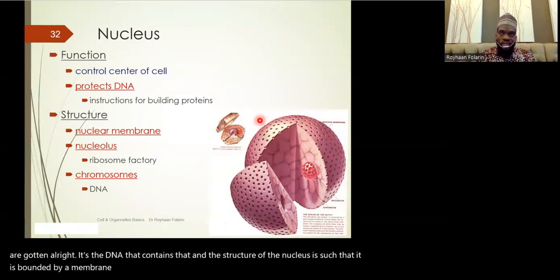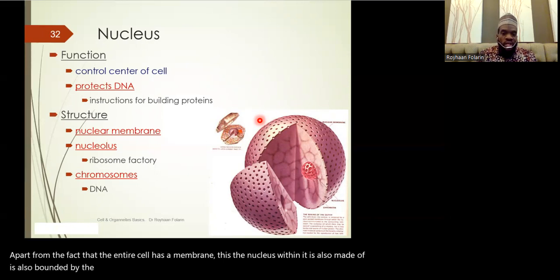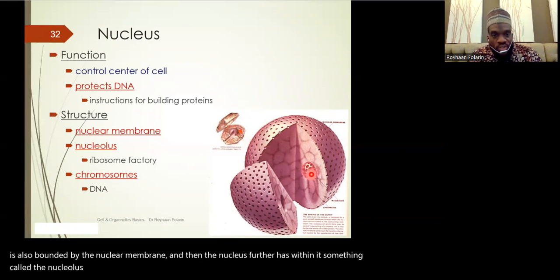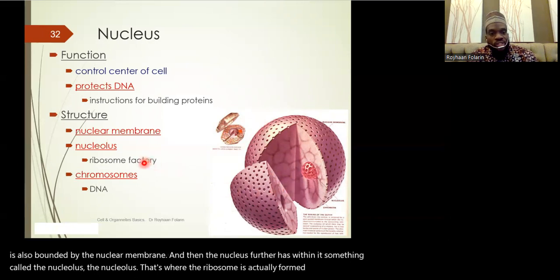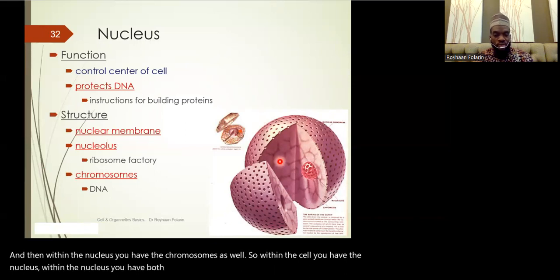So apart from the fact that the entire cell has a membrane, the nucleus within it is also bounded by the nuclear membrane. And then the nucleus further has within it something called the nucleolus. The nucleolus, that's where the ribosome is actually formed. And then within the nucleus, you have the chromosomes as well. So within the cell, you have the nucleus. Within the nucleus, you have both nucleolus and chromosomes.